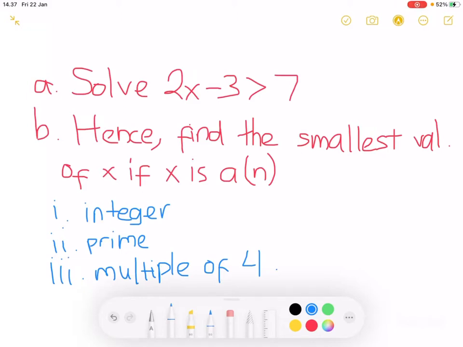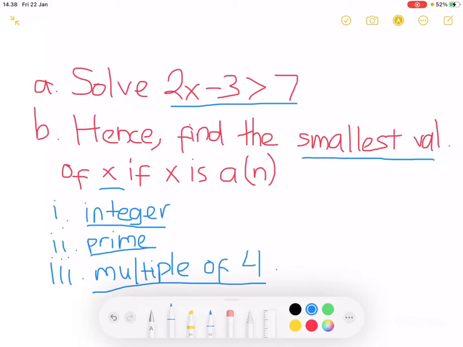Today we're going to look at a type of exam question that we'll often see when dealing with linear inequalities. This is like the type 1 that I will show you. It asks you to solve a linear inequality, and then you need to find the smallest or sometimes greatest value of a variable given these criteria. In this case, if x is an integer, a prime, or a multiple of 4.